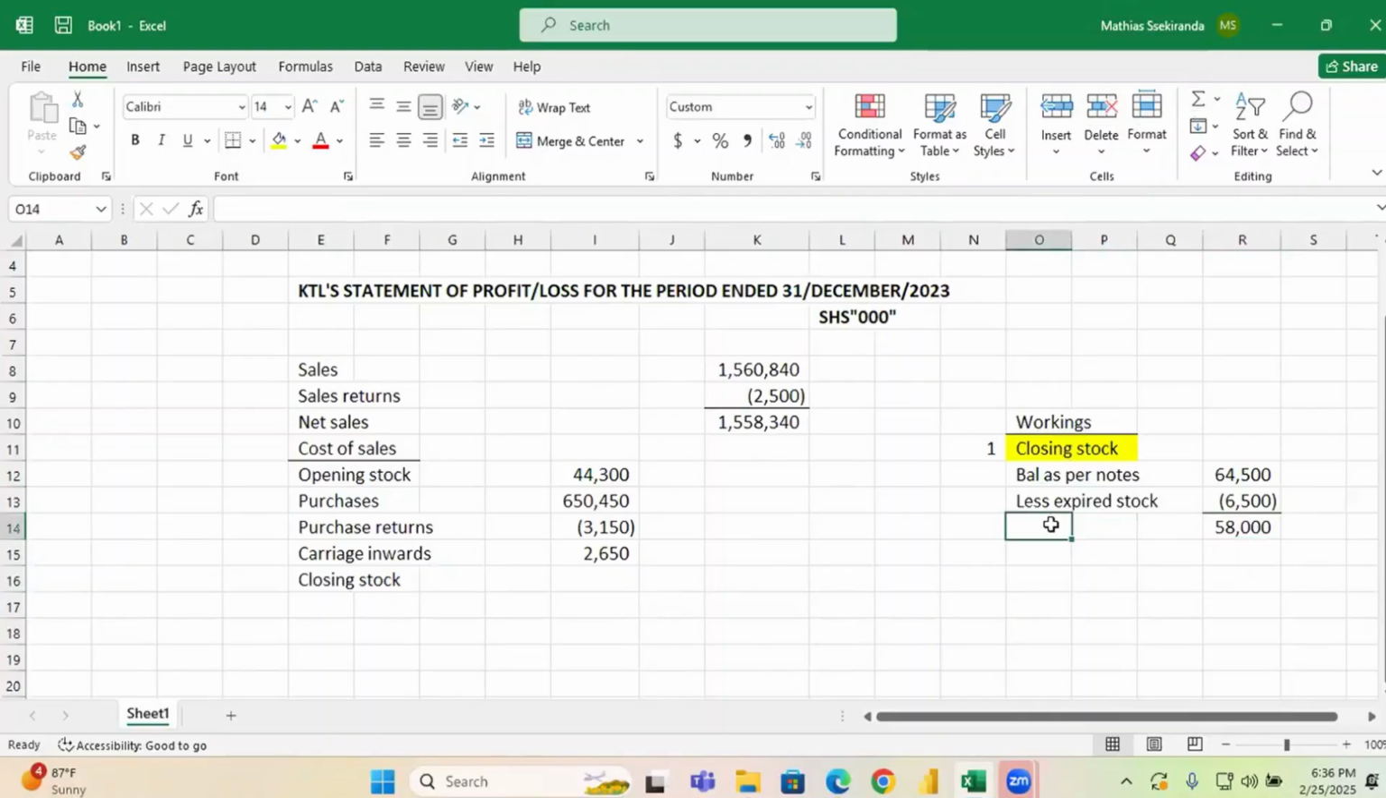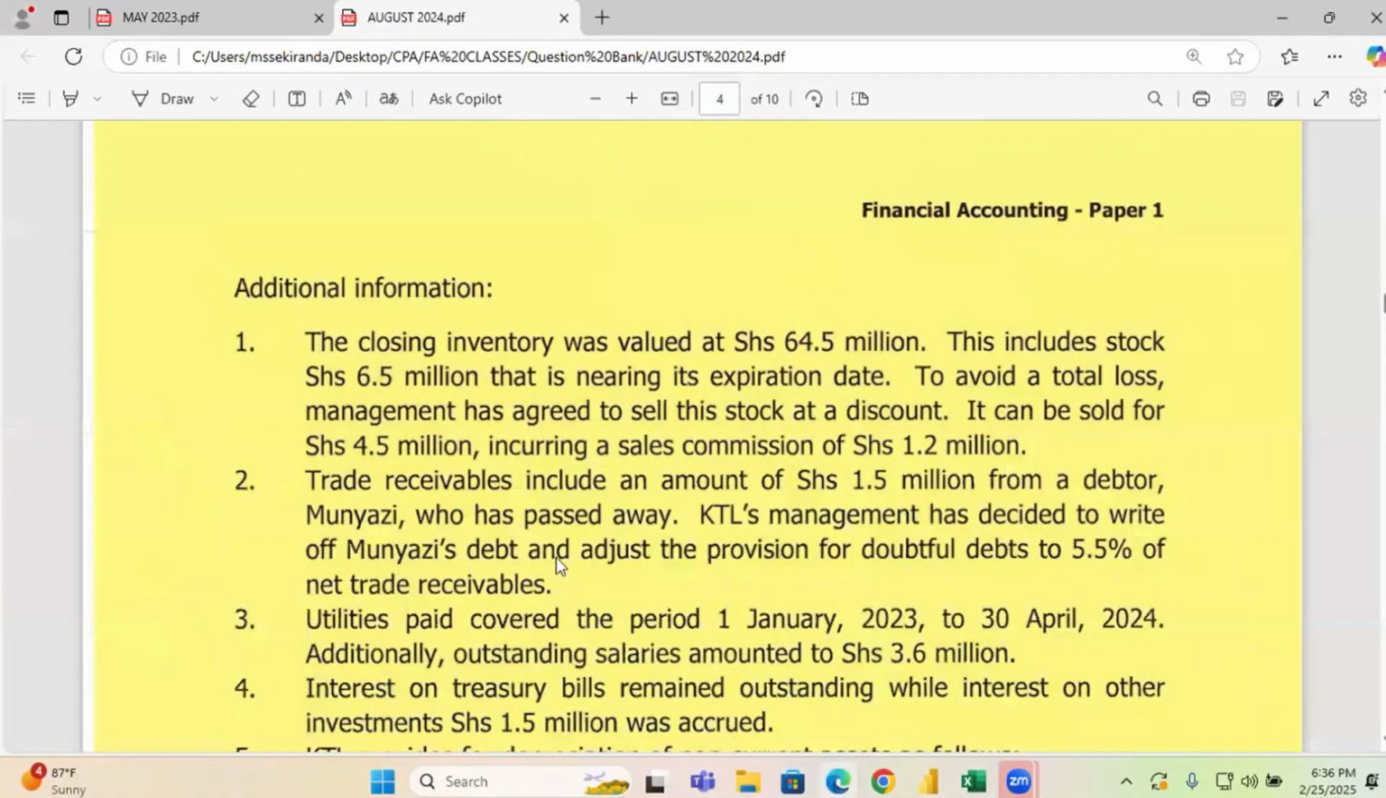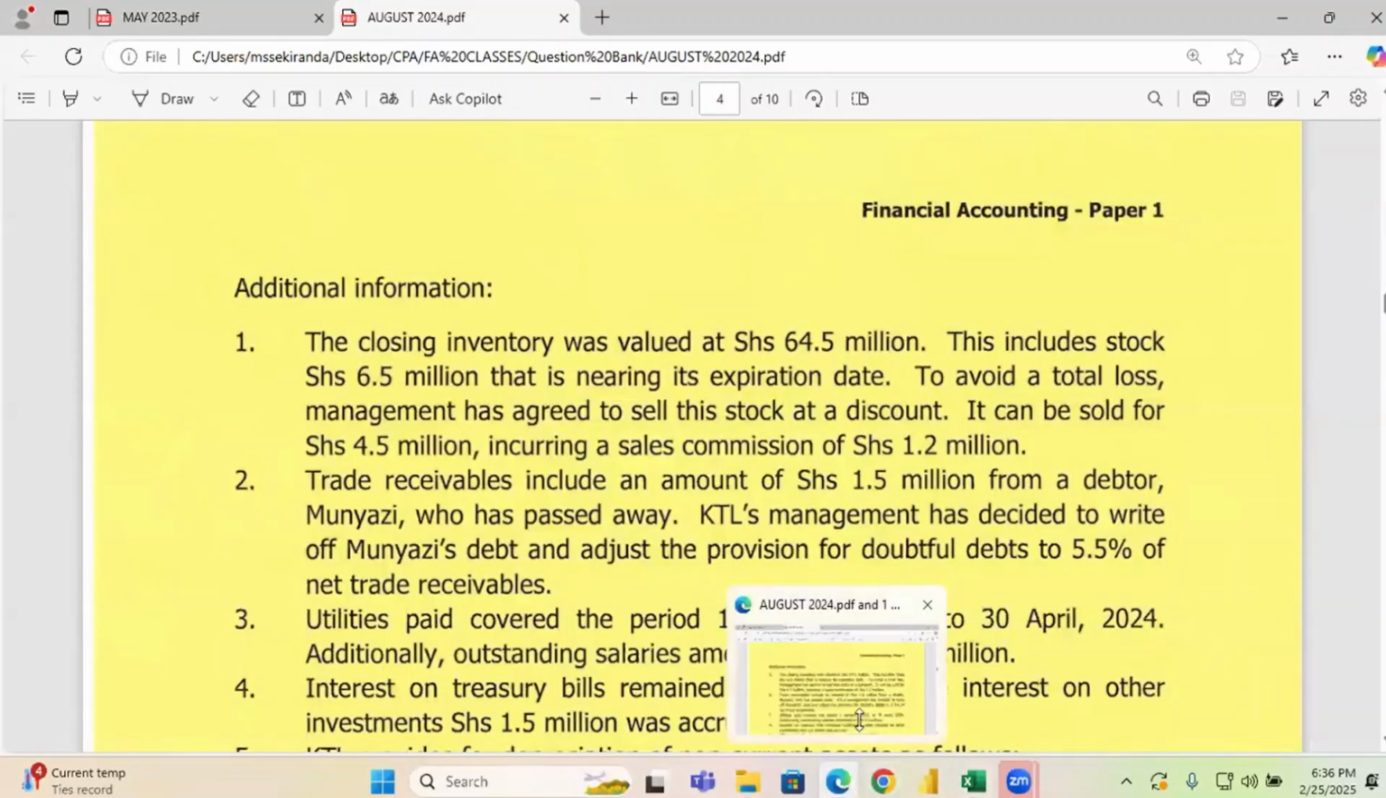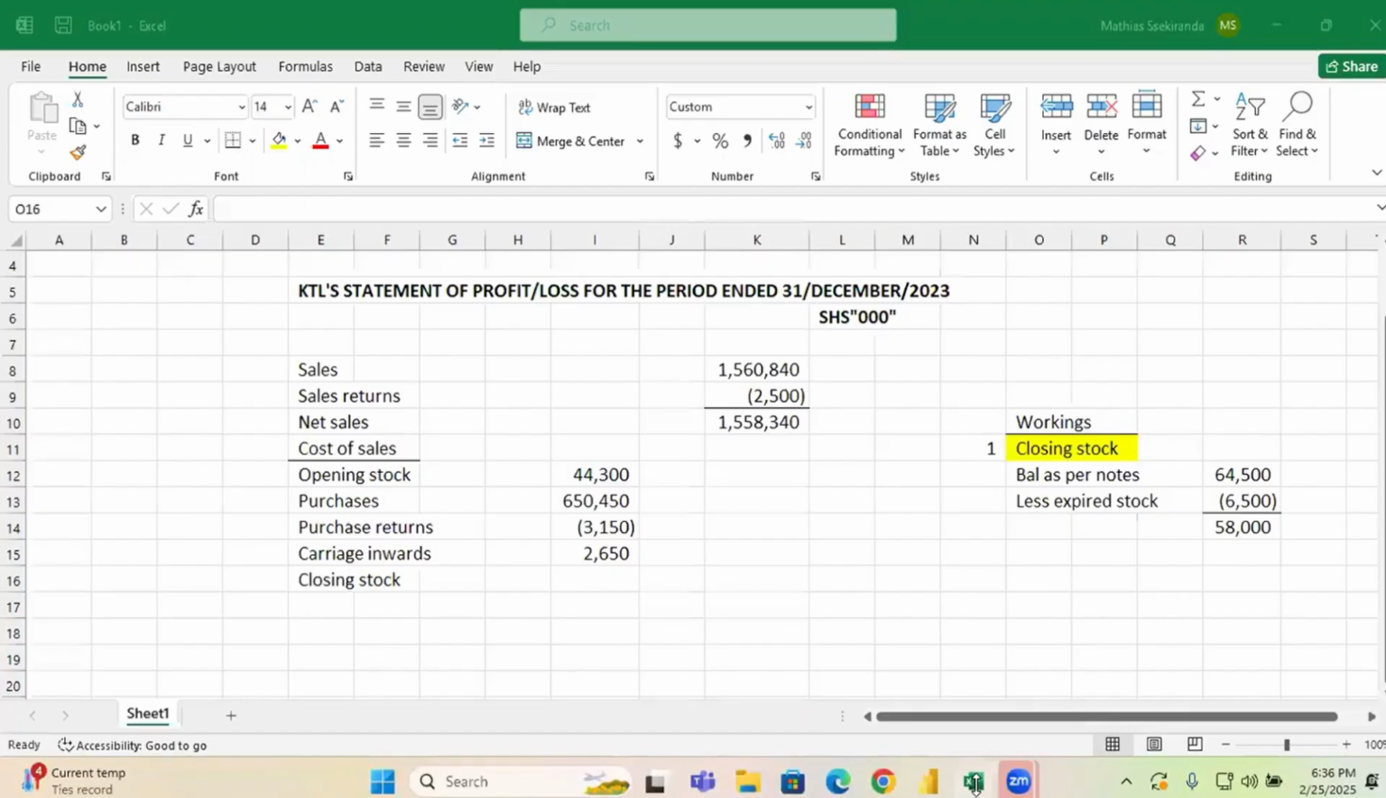That will be 58,000. That is the stock that has no issues. Now, the examiner says this stock that is nearing expiration can be sold at 4.5, but after incurring 1.2 in costs, including a sales commission. So you can sell it at 4.5, but after incurring a sales commission of 1.2. The examiner is telling you to get the net realizable value of the stock that is nearing expiration.